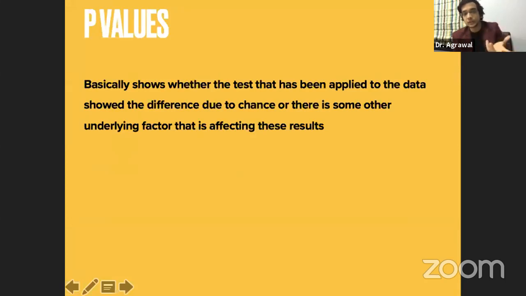So basically it shows whether the test that has been applied to the data is showing that there is a difference between group A and group B just by chance, or there is some other underlying factor that is causing this. And when there's another underlying factor, that's when you as a researcher step in. That's where my research is, there's a difference between these two, and most probably that factor is, say, salt, and that's what it is.